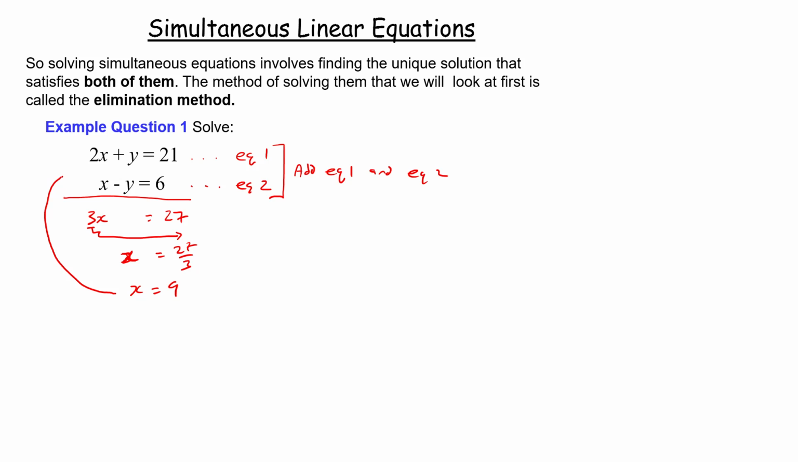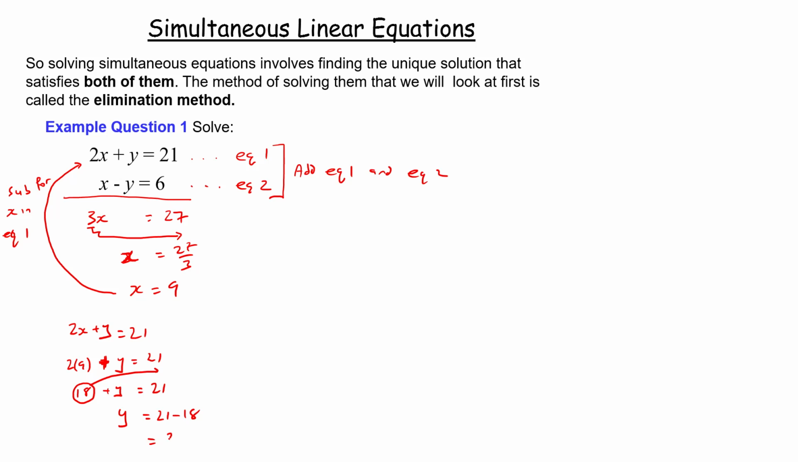So now I'm going to put it back into, let's go for equation 1, shall we? I always tend to use equation 1. I don't know why. So we sub for x in equation 1. And so we've got 2x plus y equals 21. I know x equals 9, so it'll be 2 times 9 plus y equals 21. So 18 plus y equals 21. So y is going to be equal to plus 18 on this side. When I float it over the other side, it becomes minus 18. 21 minus 18, which is equal to 3.